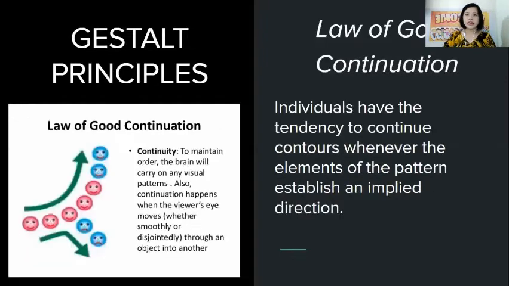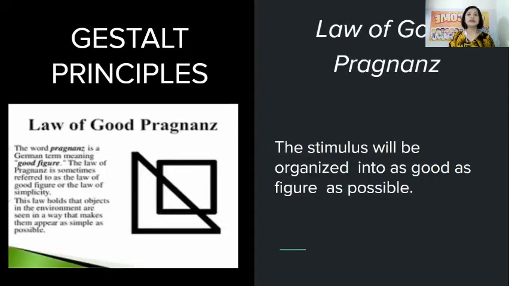And next, we have the law of good pragnanz. Okay? So, the stimulus will be organized into as good a figure as possible. Ibig sabihin, no? Tinatawag din itong law of good figure o law of simplicity. So, nangangahulugan na ito ang mga aralin na tila napakahalaga ay naaalala, no? And naalala natin ang pinakamahalagang bahagi ng aralin o ng isang aral na nagpapasigla sa ating mga isip para tayo ay matuto.